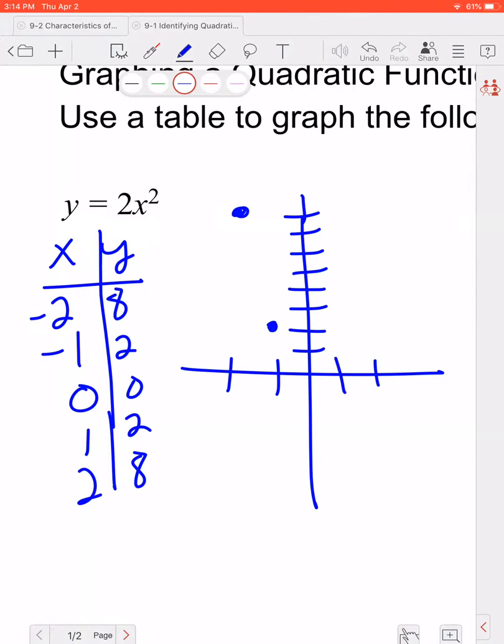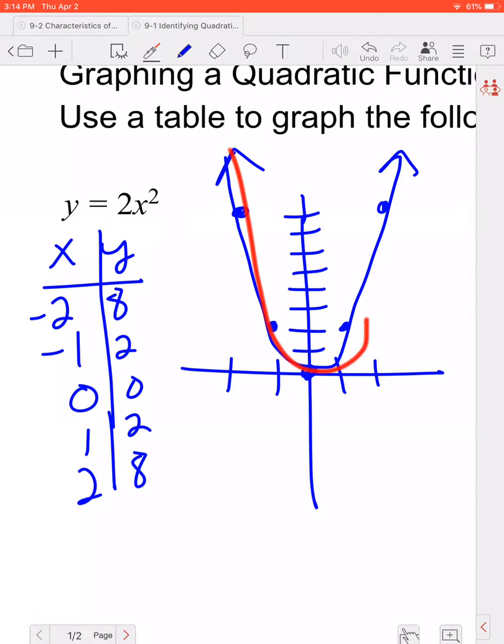-1, 2, 0, 0, 1, 2, 2, 8. Now remember when we graphed absolute value equations, those were V-shaped, right? But these definitely have a more curved way to them, okay? So it's definitely more U-shaped than anything.